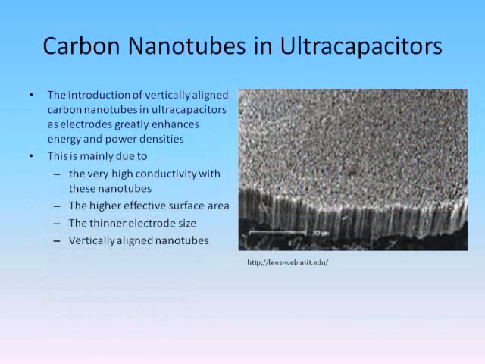Now, why would we put carbon nanotubes in these ultracapacitors when they already work? Well, the introduction of vertically aligned carbon nanotubes in these ultracapacitors as electrodes greatly enhances the energy and power densities. Basically, this is because the nanotubes have a very high conductivity, they have a higher effective surface area on which the electrons can travel from, they have thinner electrode size, and they have vertically aligned nanotubes.